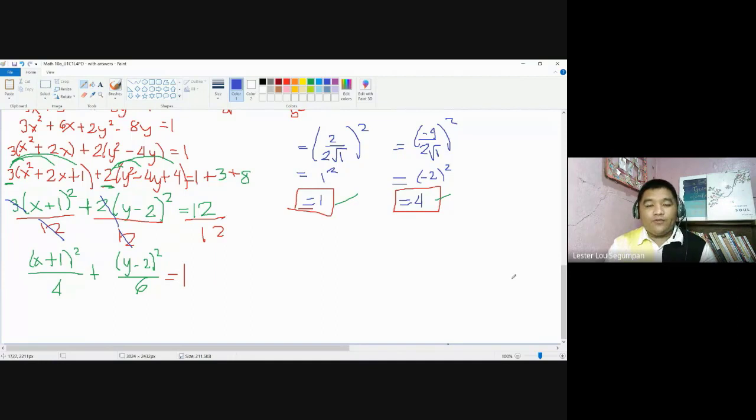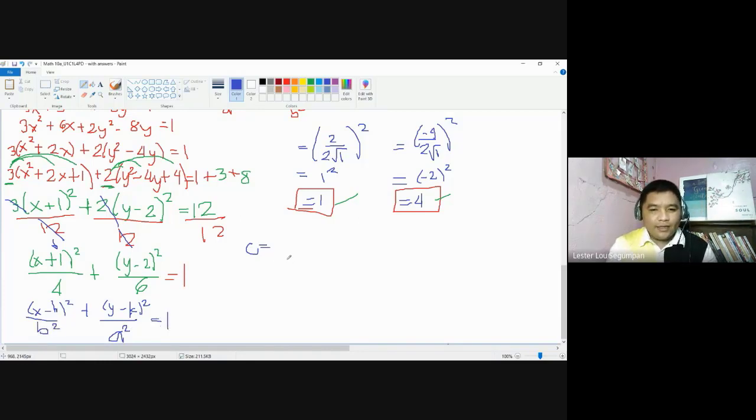Right? From this, we can get the center. The center is given by these points here, but it should be x minus, sorry, it should be the square of x minus h, plus the square of y minus k over, now look at the value which is bigger than the other. 6 is bigger than 4. This is where we will see our a squared, and this is where we'll see our b squared.